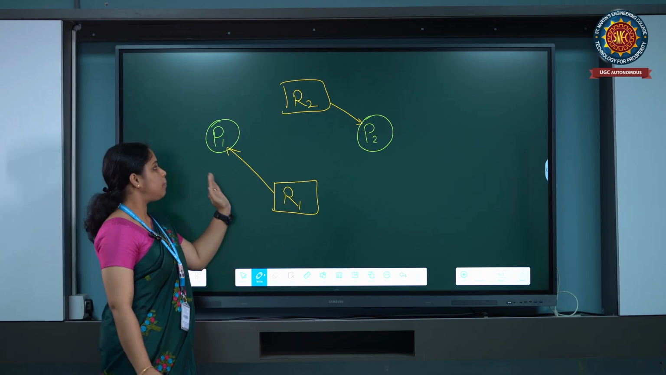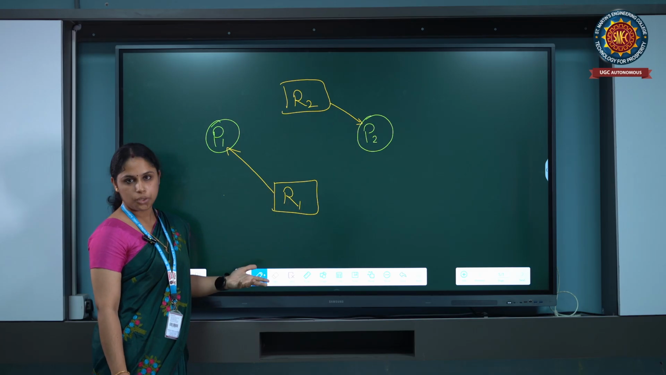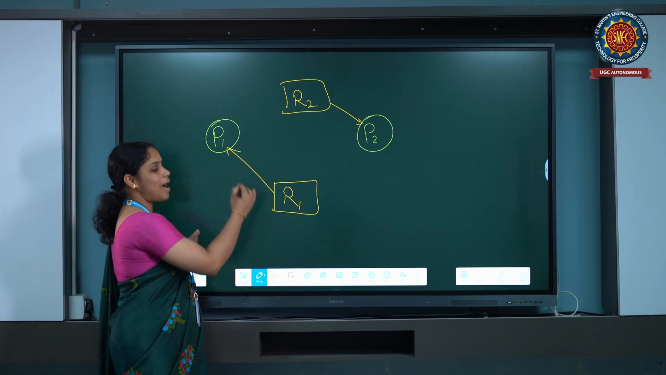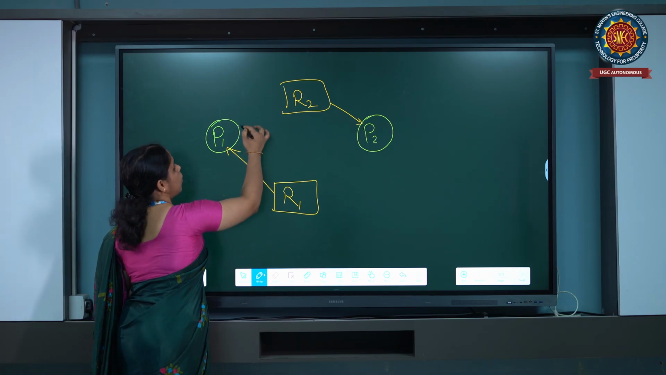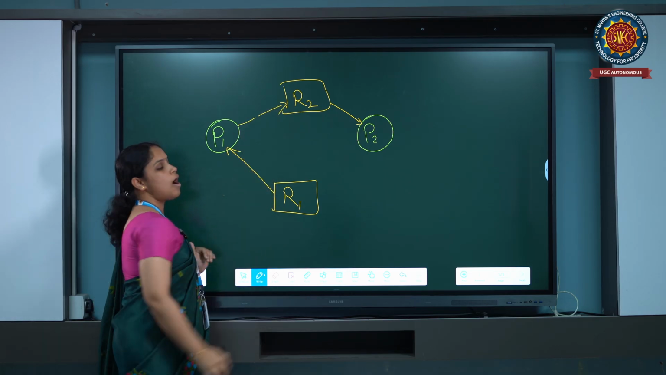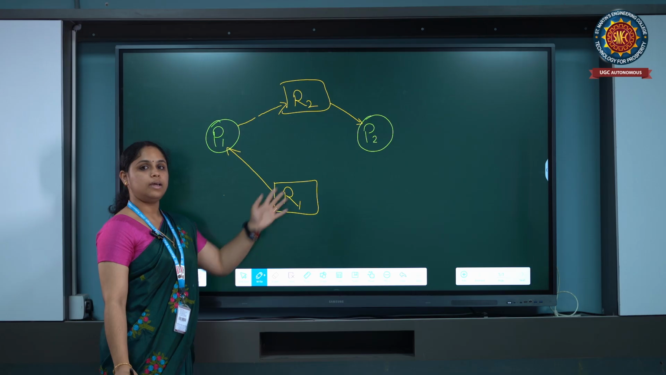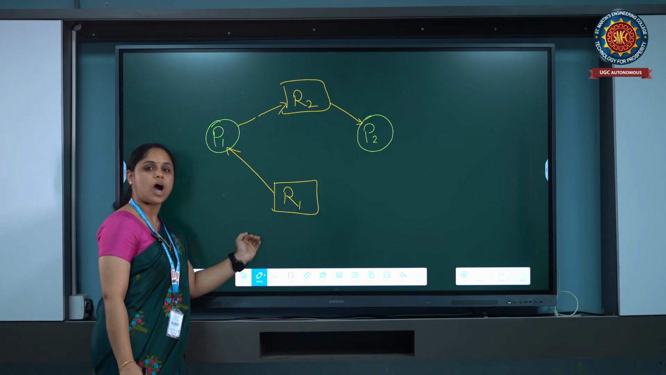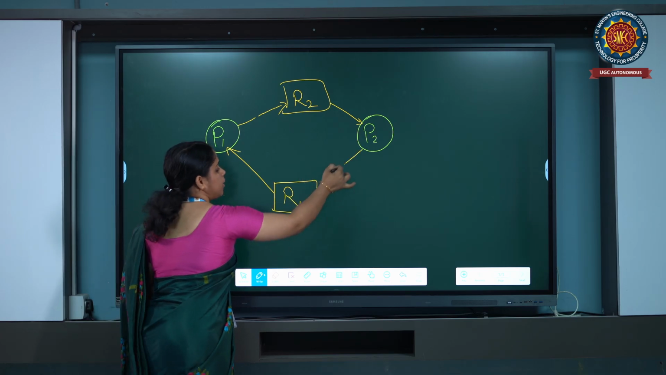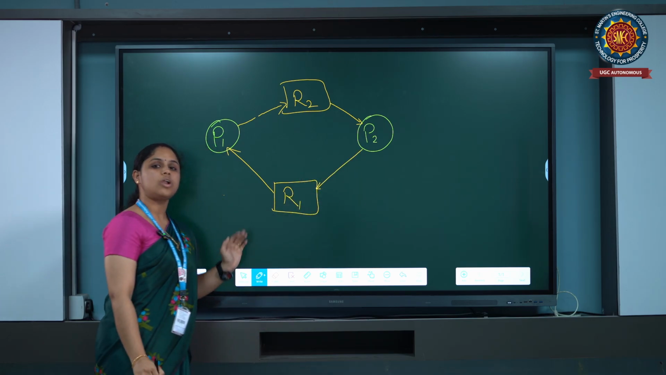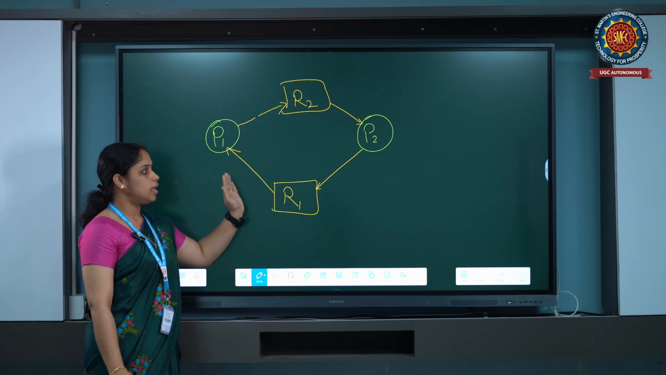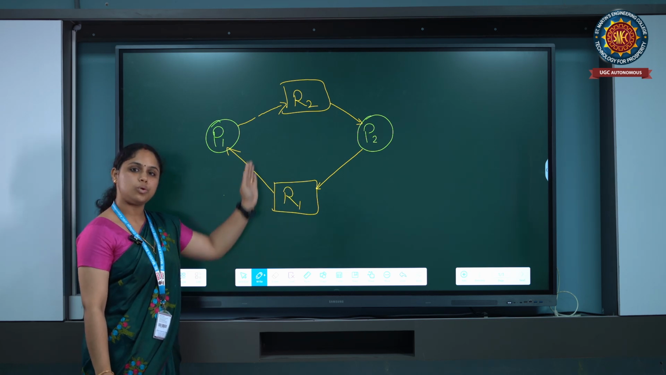Next, if P1 wants to continue its execution, it needs the help of R2. So the arrow will be from P1 to R2. Just like that, if P2 wants to continue its execution, it needs the help of R1. So P2 will be requesting R1. So this is the situation where there are two processes and two resources.